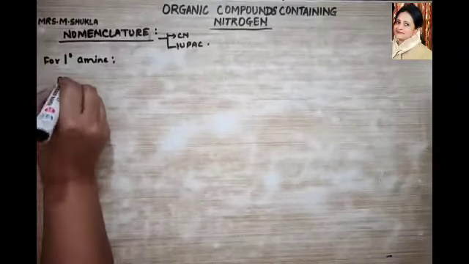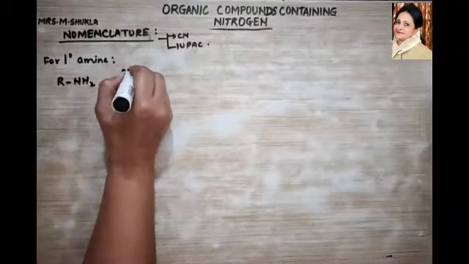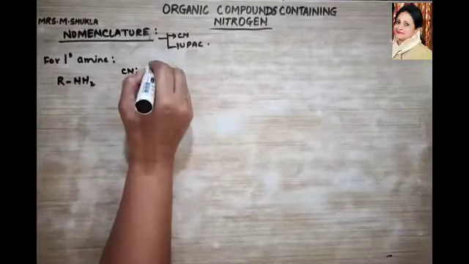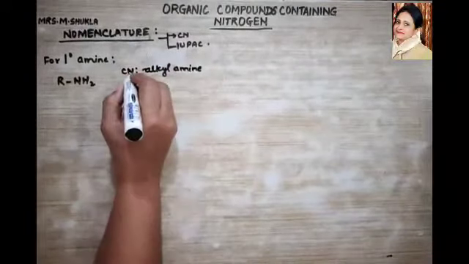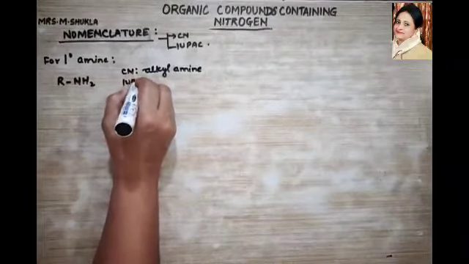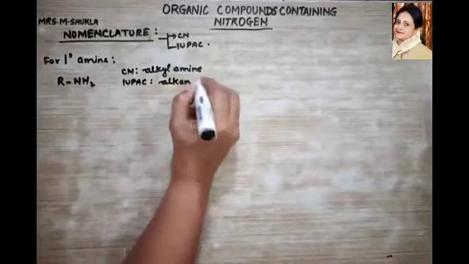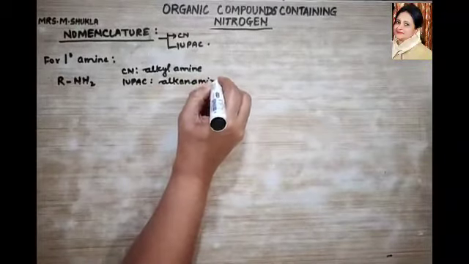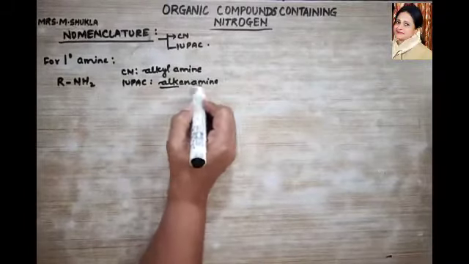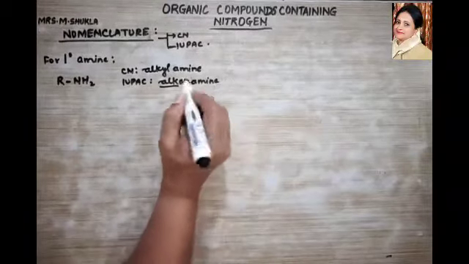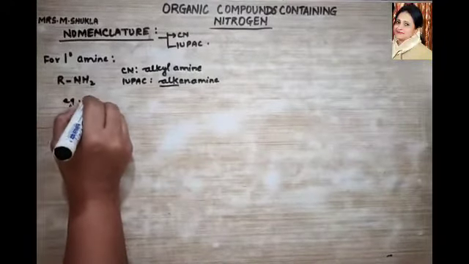So let's take an example like RNH2. How will we write the common name? We will write alkyl amine. And your IUPAC name we are going to write as alkane amine. Lay emphasis on your alkane, the meth, an, and amine, right? Let's take one example, then you will understand.